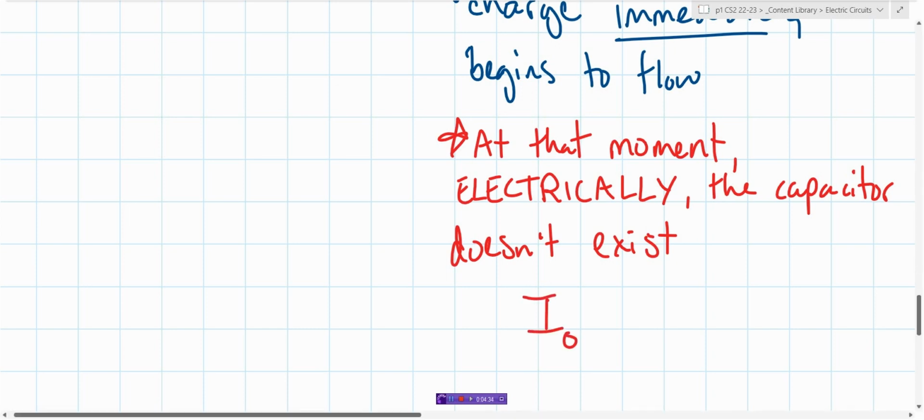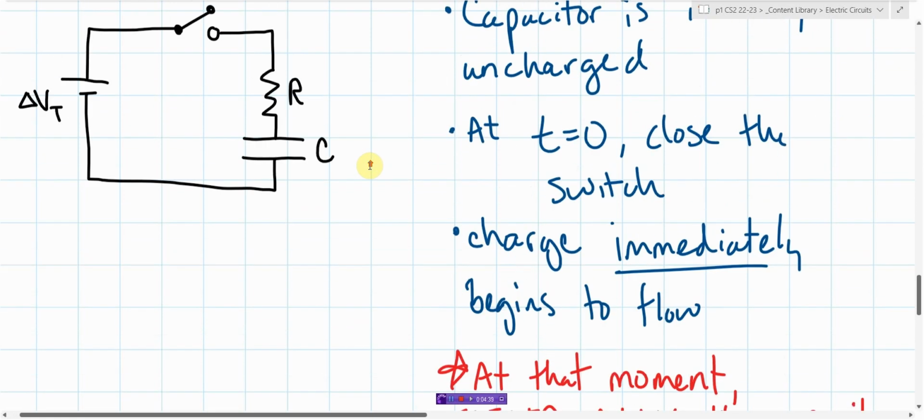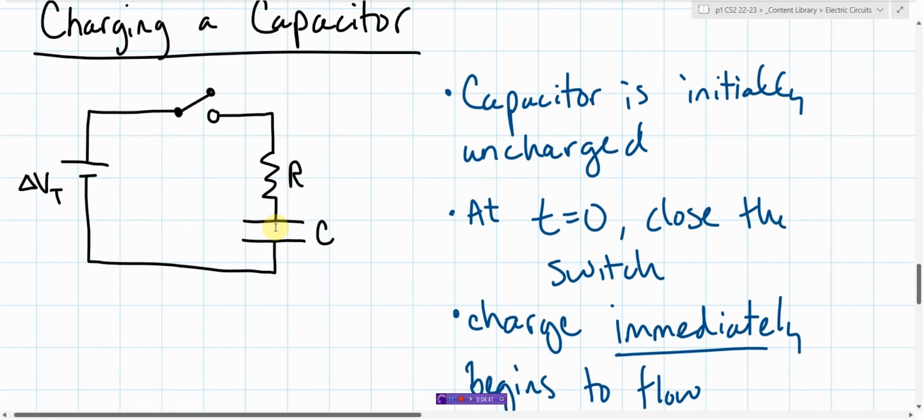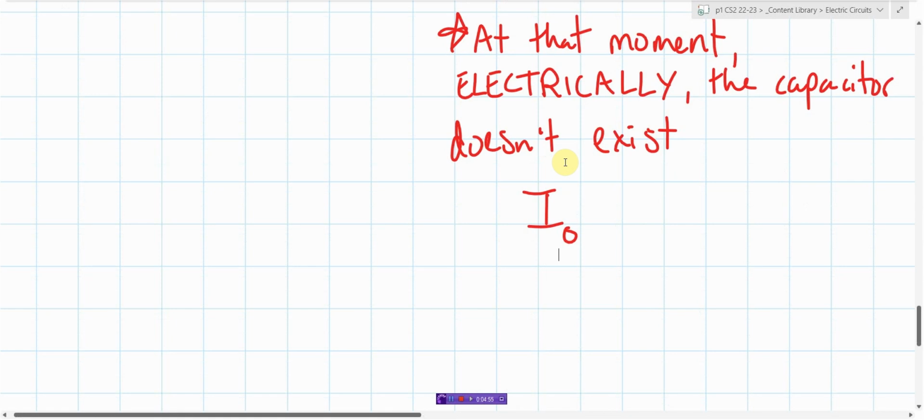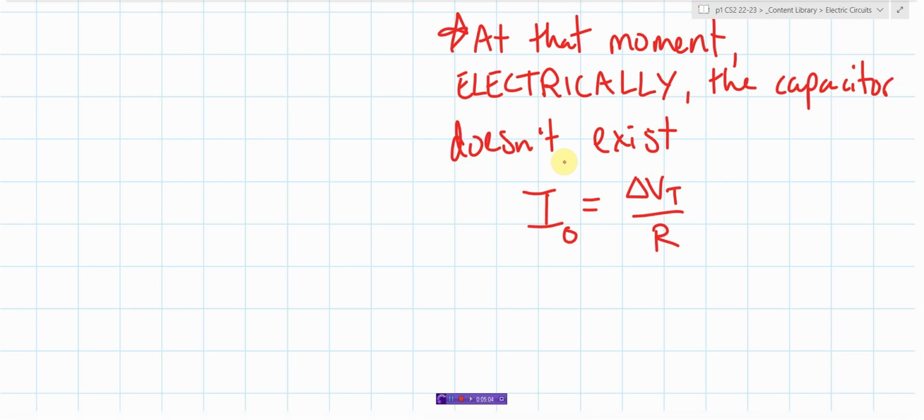So I naught, just like on the last video, is an initial current that is whatever the current would have been in this circuit if there was no capacitor. So if there was no capacitor here, I would just have a battery with potential difference delta V_T and a resistor of resistance R. And that's it. According to Ohm's law, the current in that situation should be just the potential over that resistance R. So that's going to come back to us later. That's going to help us out.